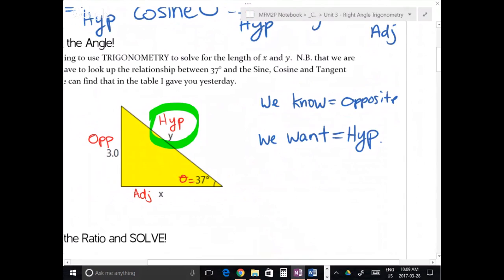Okay, so now what we have to do is we need to pick a ratio.